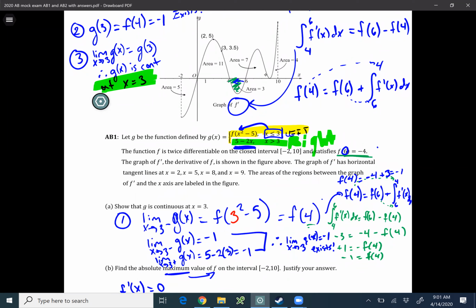No, it didn't. It gave the horizontal tangents. Yeah, 0, 4, 6, and we don't know for sure that that's 8, but because it said where it had horizontal tangent lines, those are these points over here. That's at 2, that's at 5, that's at 8, and so that has to be at 9. So we know it's 0, 4, 6, and 9.